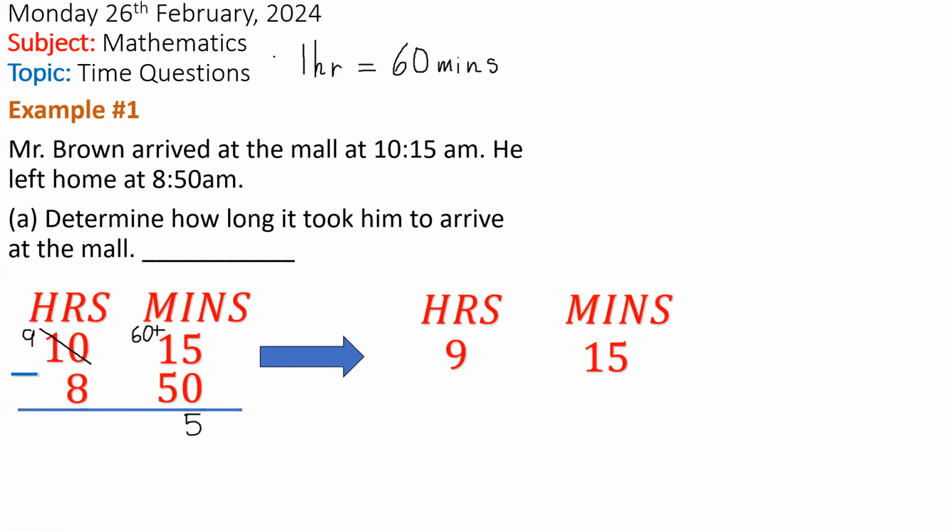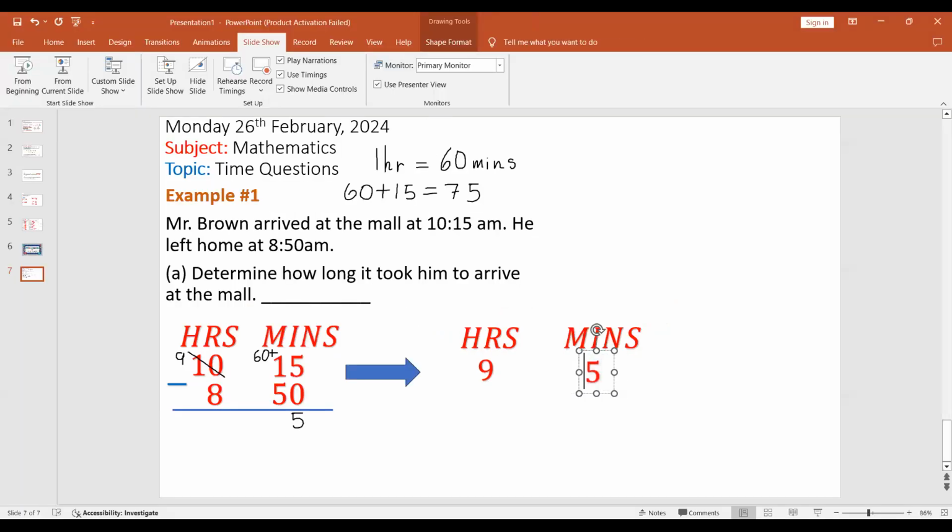75. Very good. So it's going to be 60 plus 15. That's going to be equal to what? 75. Yep, very good. So that means we have 75 minutes, right? So let me explain how we got 75 minutes.